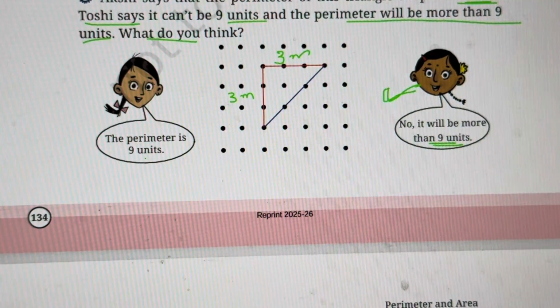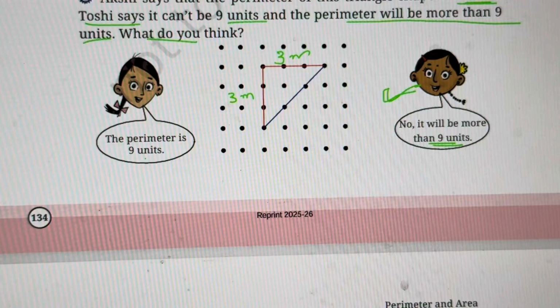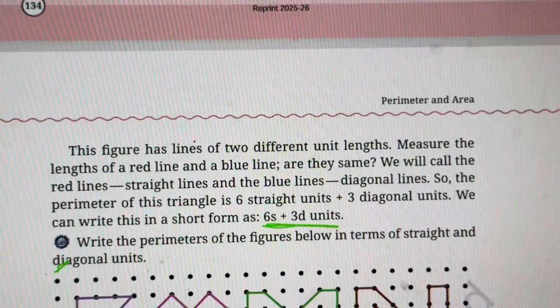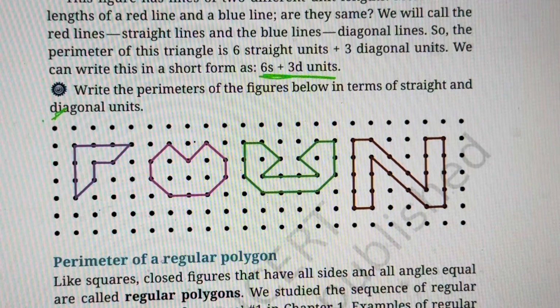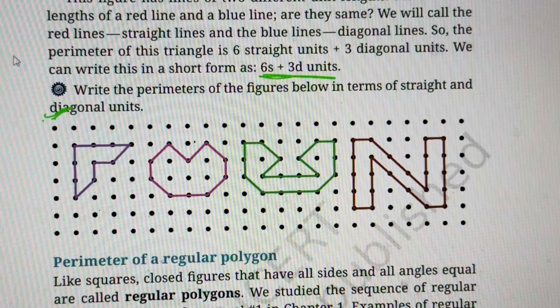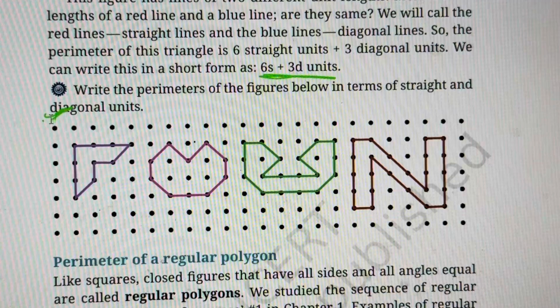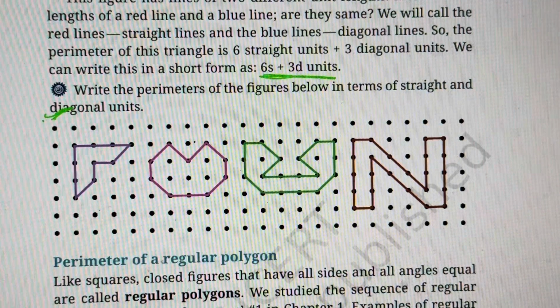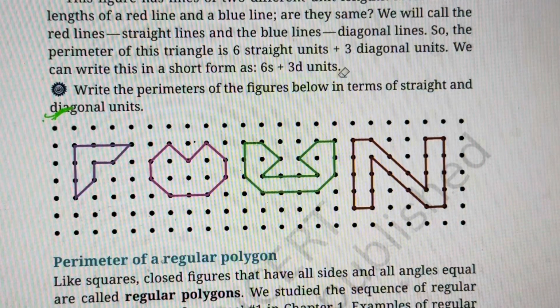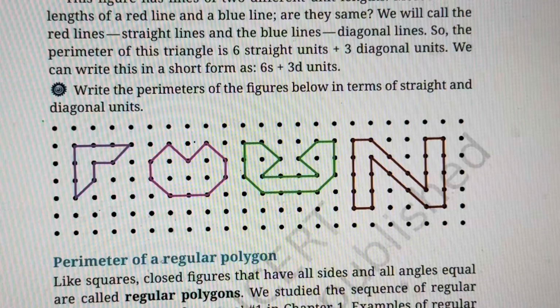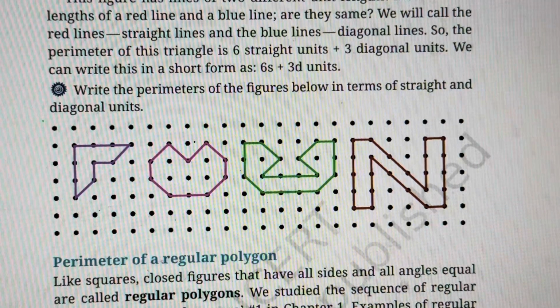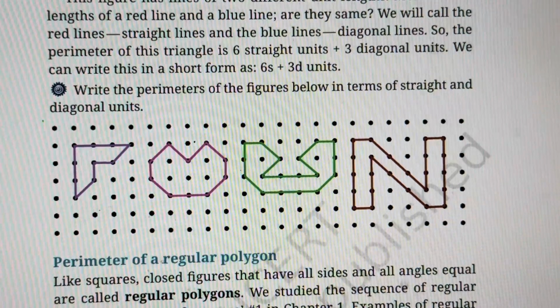Now with the same understanding, here there are some more diagrams given, and we need to find out the perimeter in terms of straight lines and diagonal units in all these cases. Okay, so using this formula, 6s for the straight lines and 3d for the diagonal units or the diagonal lines. Okay, so let us see the first question here.